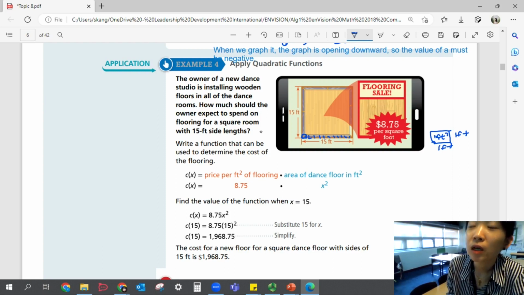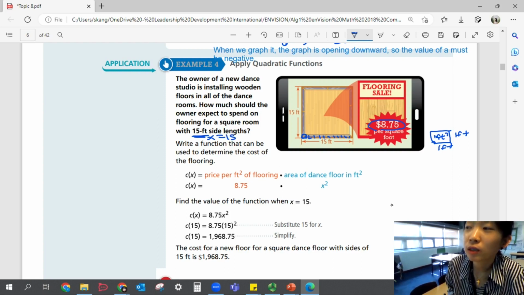First, we're going to write a function so that it works for any area of dance floor in square feet. So let's say C of x, that's our function, is equal to price per square foot of flooring, which is 8.75, times the area of dance floor in square feet, which we don't know, so that's a variable of x squared. Okay? And then we're going to find the value of function when x is equal to 15.